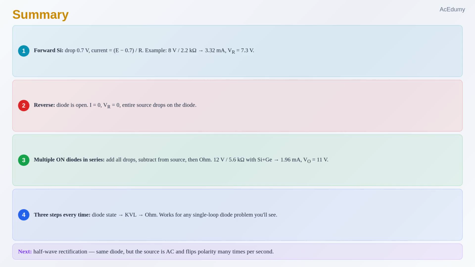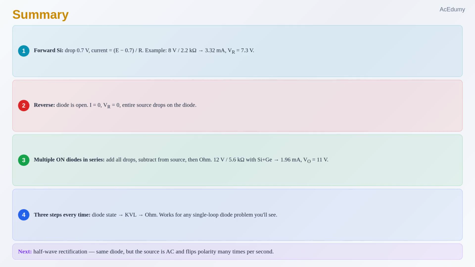First, look at each diode and decide forward bias or reverse bias. Forward bias silicon means a 0.7 volt drop. Forward bias germanium means a 0.3 volt drop. Reverse biased means no current at all.